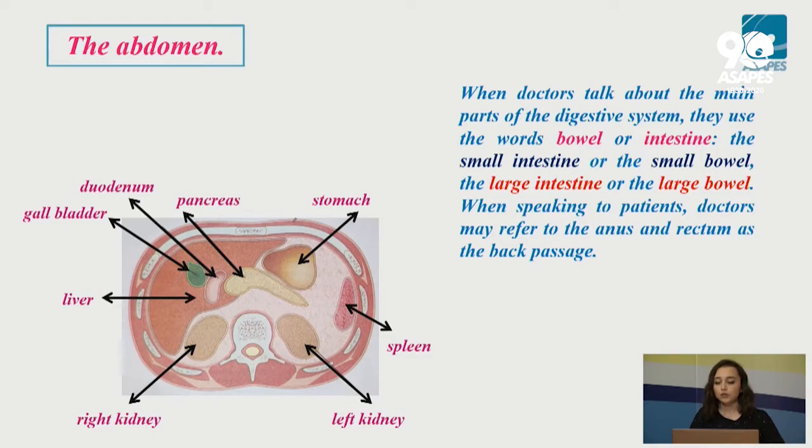When doctors talk about the parts of the digestive system, they use the word bowel or intestine. The small intestine or the small bowel, and the large intestine or the large bowel. When speaking to a patient, doctor might use both variants of this word. While speaking to a patient, doctors may also refer to the anus or rectum as a back passage.